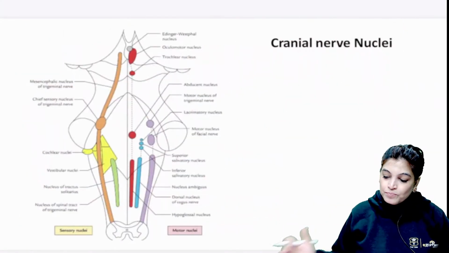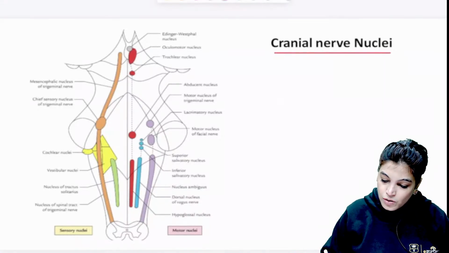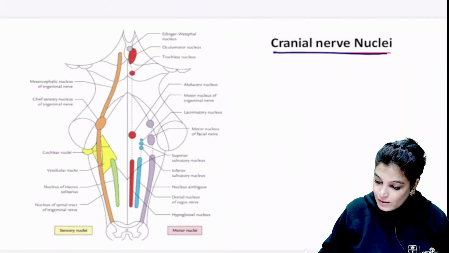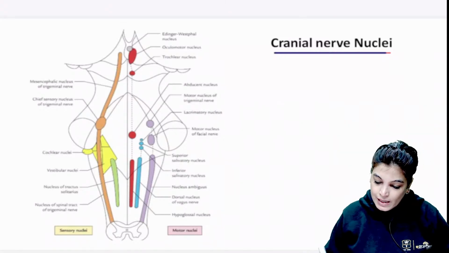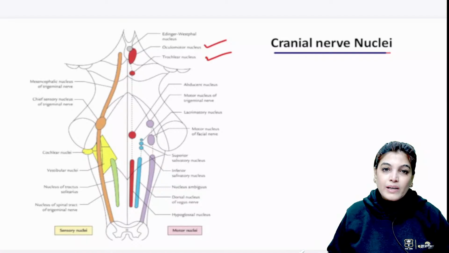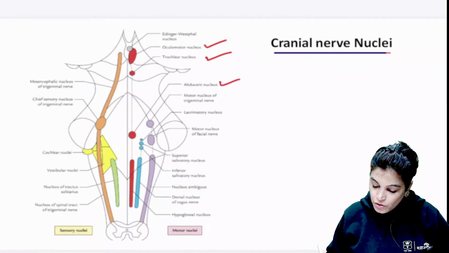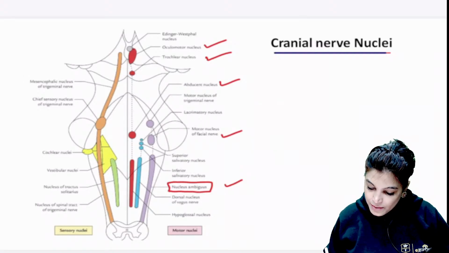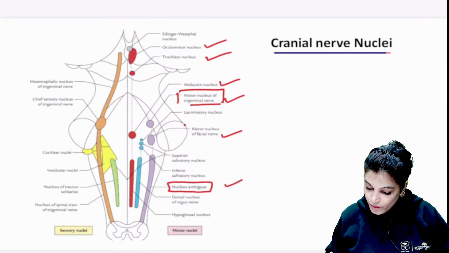Now there is another image in which you can also appreciate the location of cranial nerve nuclei. Here you can see the oculomotor nucleus and trochlear nucleus shown in red color, the abducens nucleus in the pons, and the motor nucleus of the facial nerve in the pons. We have the nucleus ambiguus in the medulla oblongata, and also the motor nucleus of the trigeminal nerve.